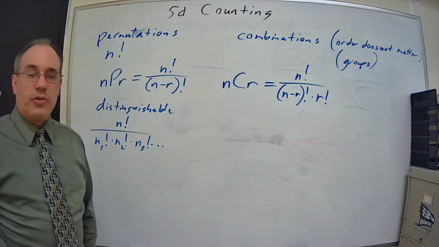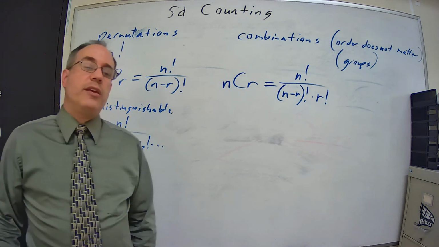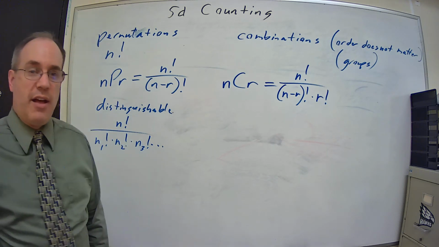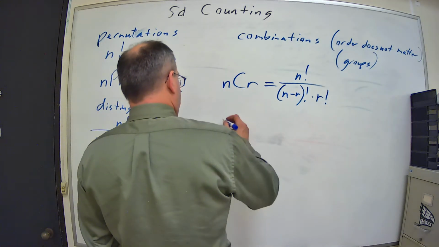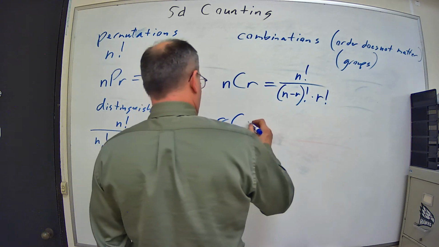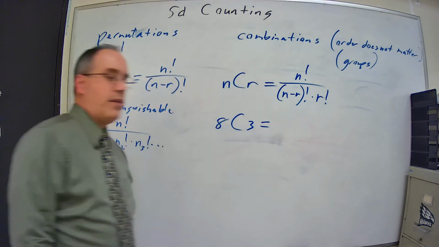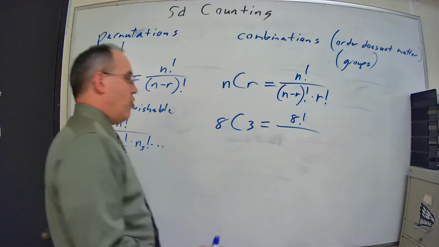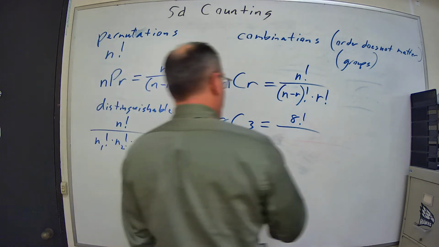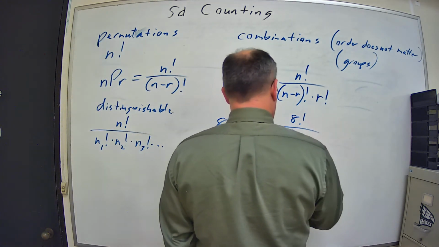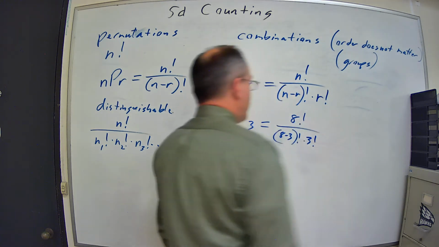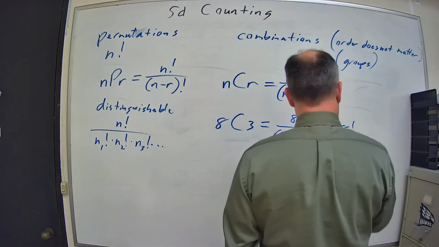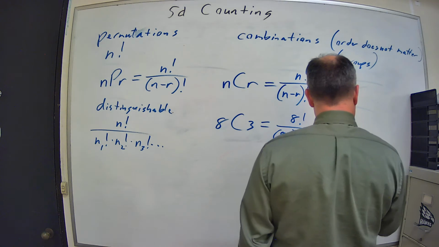So nCr. Now, what if I want to see how many groups of 3 items I can make from a set of 8 items? So we have 8C3. Well, we start with how many ways we can arrange all of them: 8 factorial over, get rid of the ones we don't care about, so 8 minus 3 factorial times 3 factorial. Well, that's 8 factorial over 5 factorial times 3 factorial.